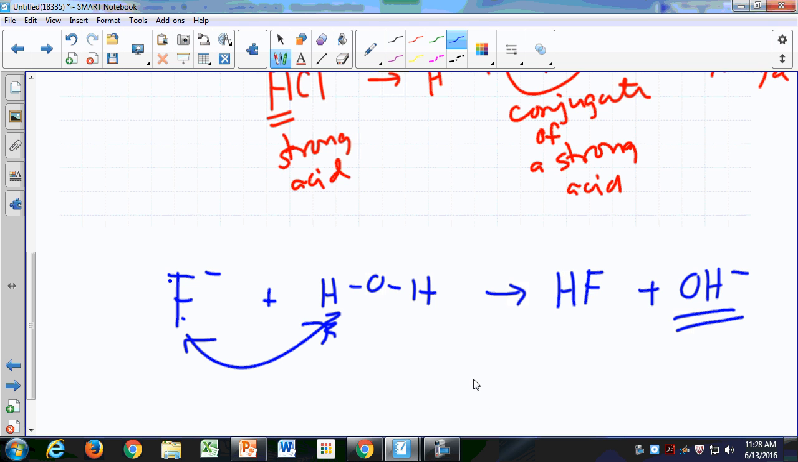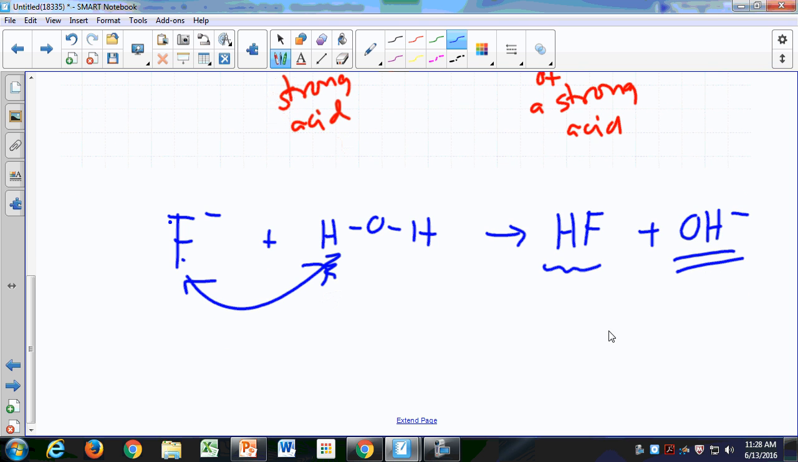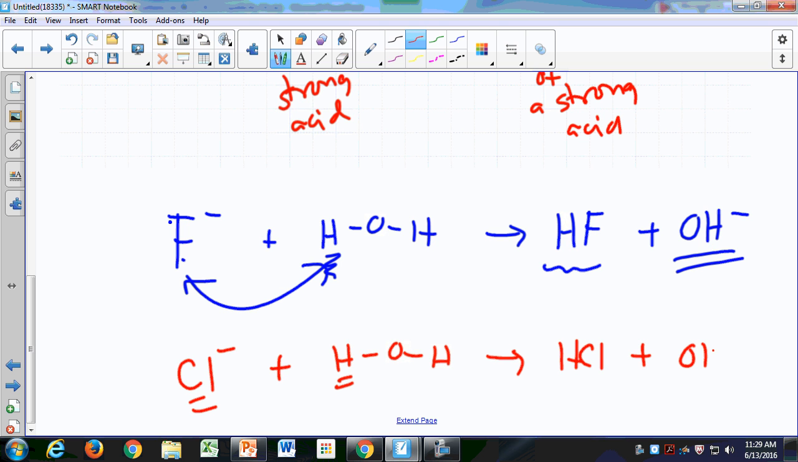Like I said, if the acid that you're making ends up being a strong acid, then it's not very likely to happen. It's a very low tendency to occur. So chloride plus water, for example, your H+ will combine with chloride to give you HCl plus hydroxide. This is not going to happen because HCl is a strong acid. It's not going to be stable in water. It's just going to fall apart right away, and then the H+ will combine with the hydroxide to regenerate water.